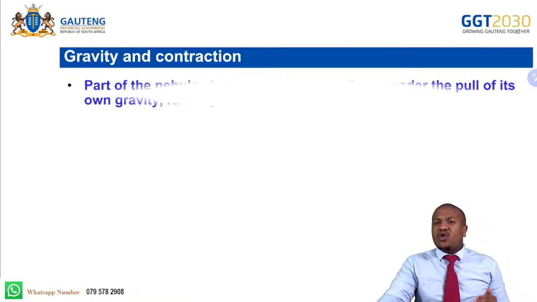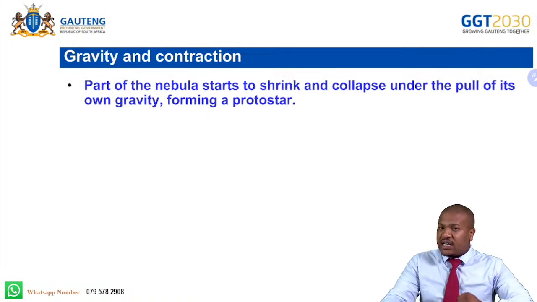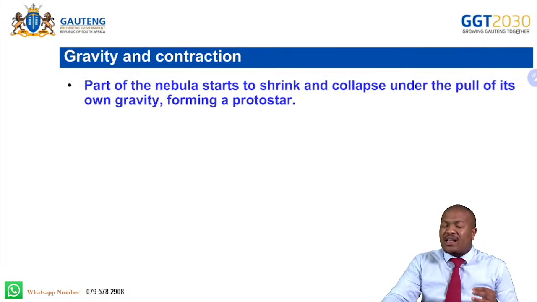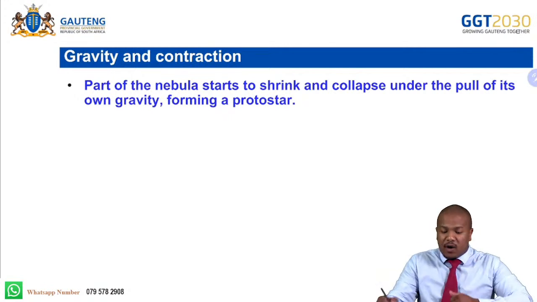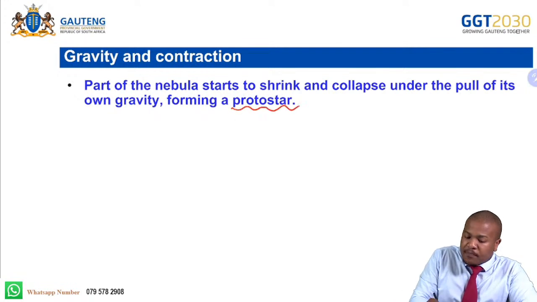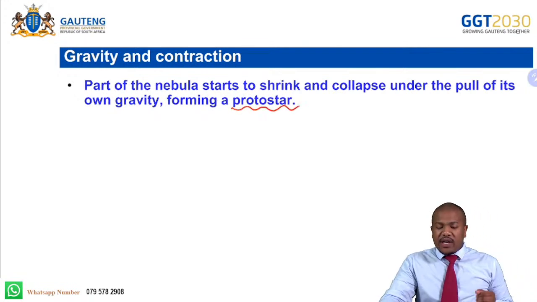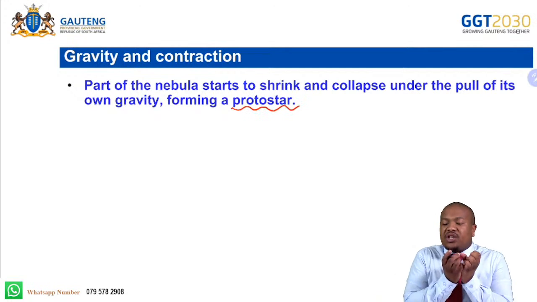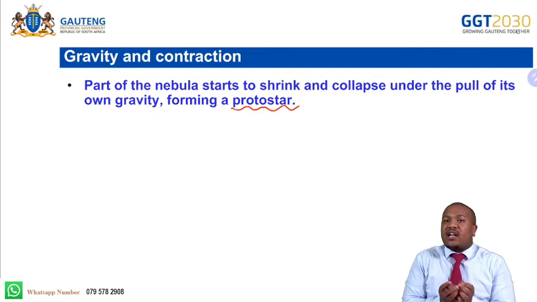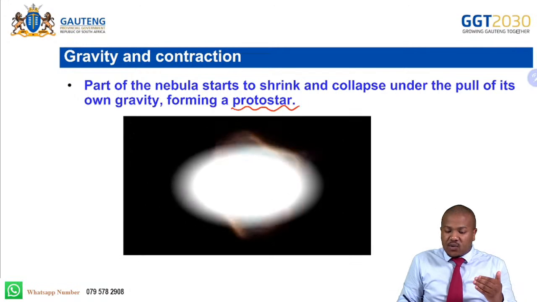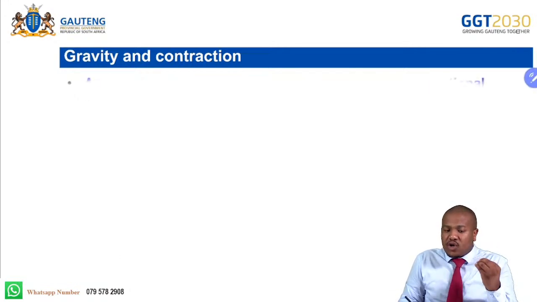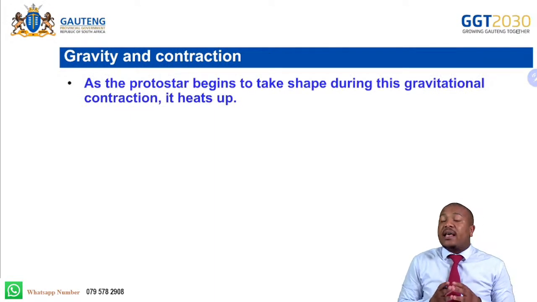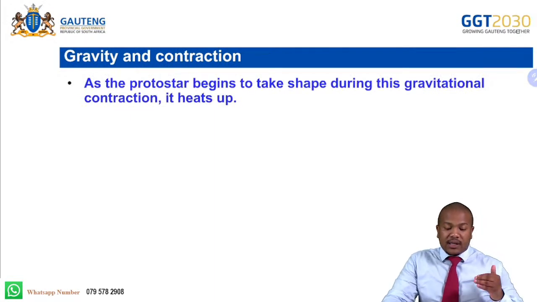It is also due to gravity and contraction. Part of the nebula starts to shrink and collapse under the pull of its own gravity, forming the next phase of a star, which we call a protostar. So in that nebula, when it starts to shrink and collapse under the pull of its own gravity, we form the second phase, which is the protostar. Then from the protostar, when the protostar is now existent, right?